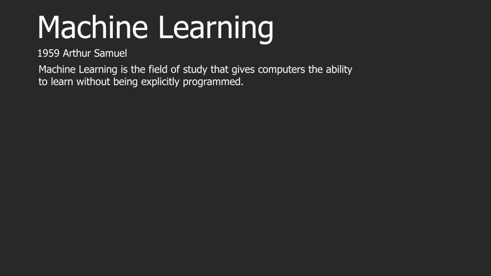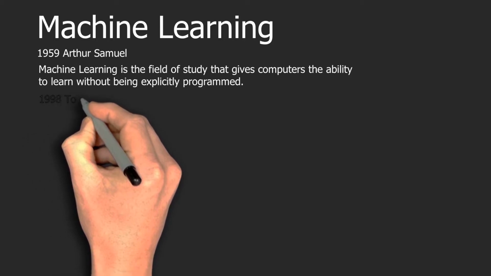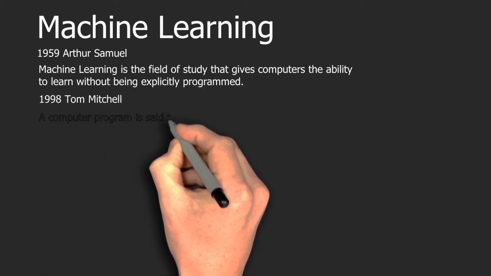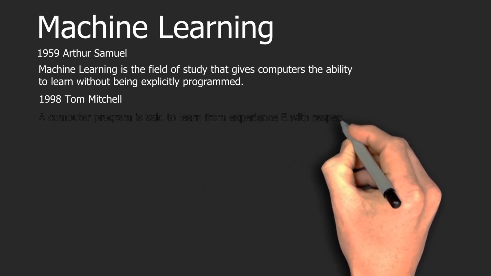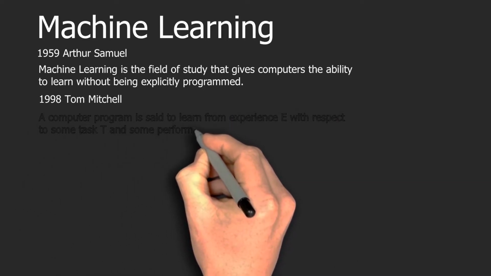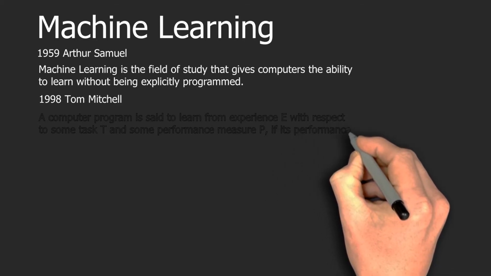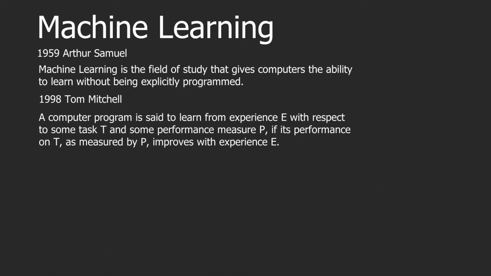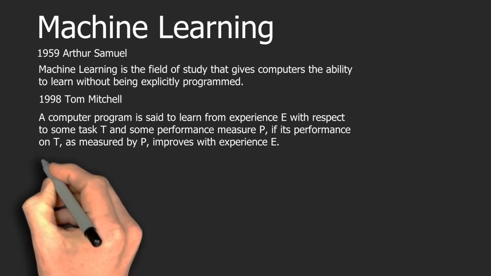After that, there were many studies related to machine learning, and in the year 1998, Tom Mitchell, who was a computer science professor, said that a computer program is said to learn from experience E with respect to some task T and some performance measure P if its performance on task T, as measured by P, improves with experience E. This was the definition by Tom Mitchell.